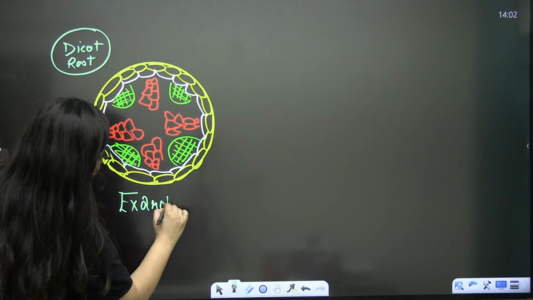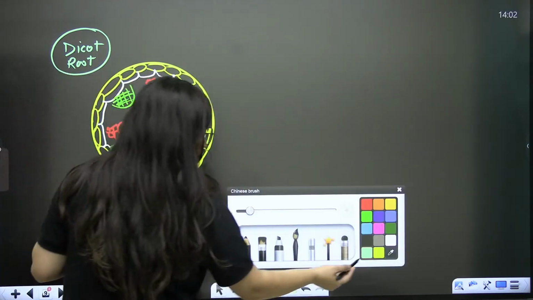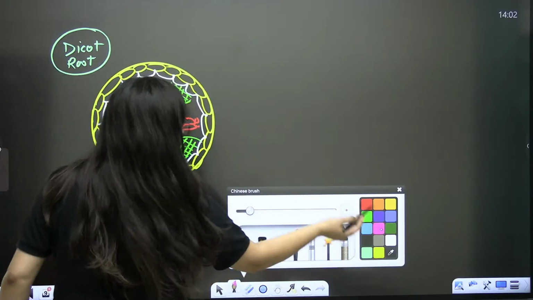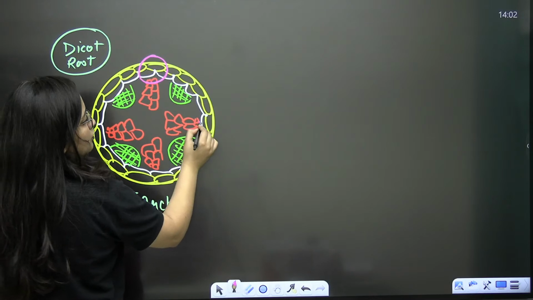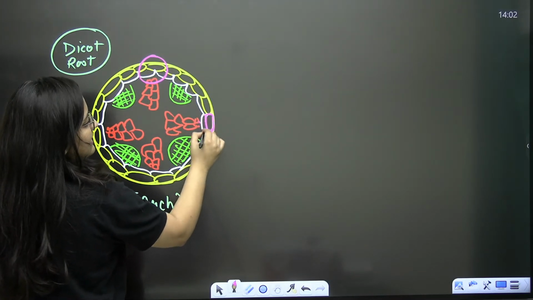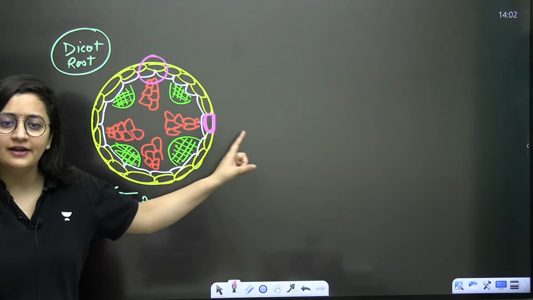What type of arrangement will be there? It is exarch. You can see here that the protoxylem is facing the periphery. This protoxylem is facing this particular endodermal cell, right?